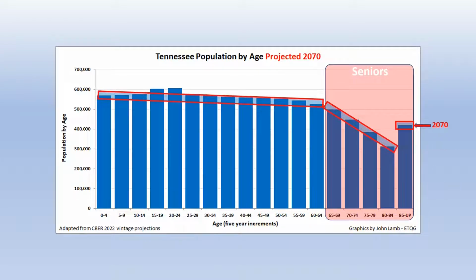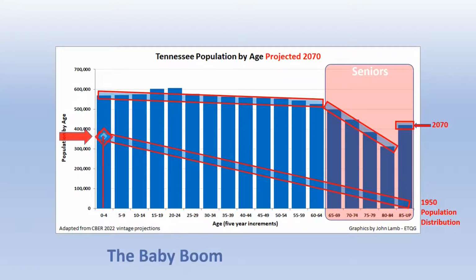Comparing the projected 2070 age distribution to the 1950 distribution, we can see the transformation of an aging population over 120 years. The beginning or leading edge of the baby boom around 1950 was not the beginning of a future tsunami.